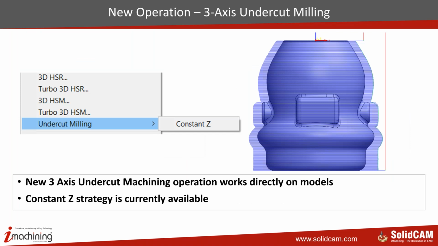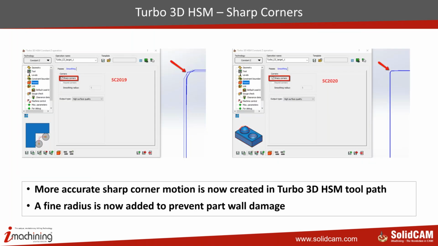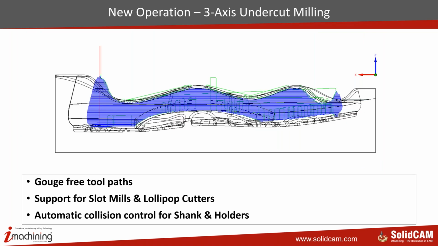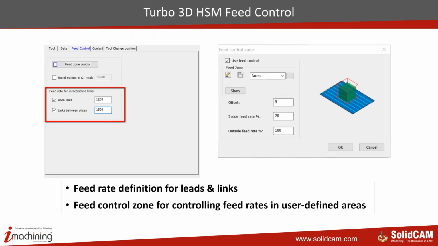And undercut milling. Again, this is a new function inside Turbo HSM. You can do undercut milling using constant Z level machining. So with this function, you can generate the gouge-free toolpath. It supports two different kinds of tools. You can use a slot mill and the lollipop cutter. So it will take care of automatic collision control with the shank and the holder and generate the toolpath automatically for undercut areas.